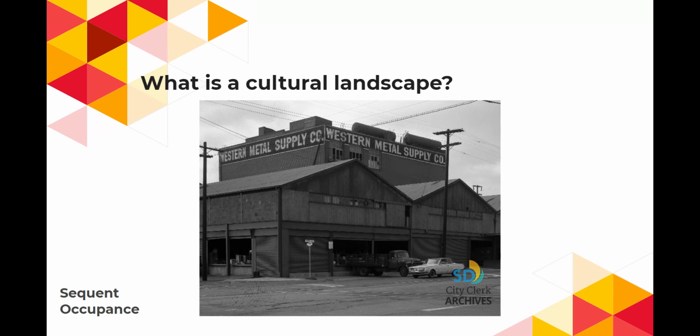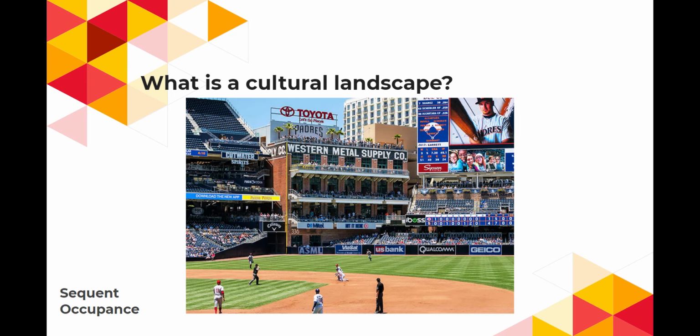All right. Another key aspect of the cultural landscape is this idea called sequent occupants. Sequent occupants is essentially what humans have done to the landscape through time, as different cultures have cycled through the landscape. You see this historical photo right here of the Western Metal Supply Company building. If you're a fan of the Padres like I am, then this building probably seems a little bit familiar to you, because it's not used as a warehouse anymore, but now it's the left field foul pole at Petco Park. So different cultures and different societies have used this building in different ways, whether it was previously as a warehouse or now as a pretty cool feature in a baseball field.